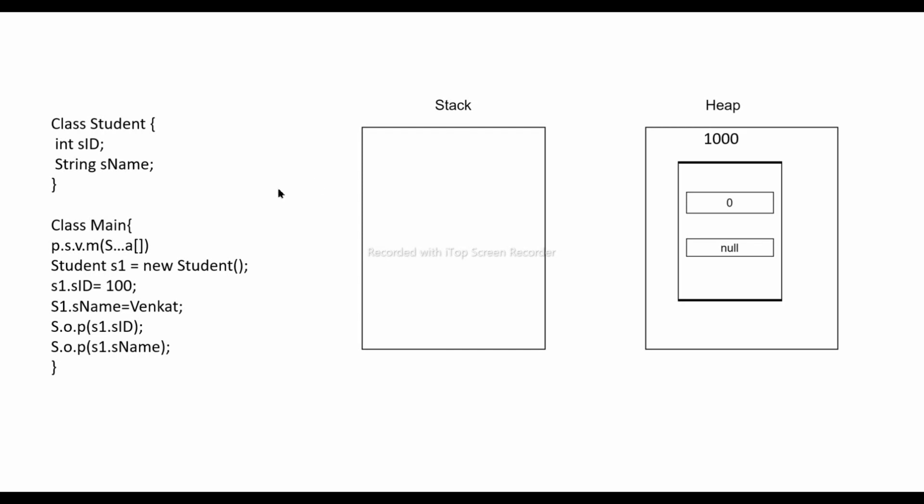Now the next step is, here we have created a reference called s1 to the student object. This reference gets created inside the stack segment, and the address of this object sits inside this reference. Now this reference starts pointing towards this object that is created over here, and this object's name is s1. That is what we are showing here.